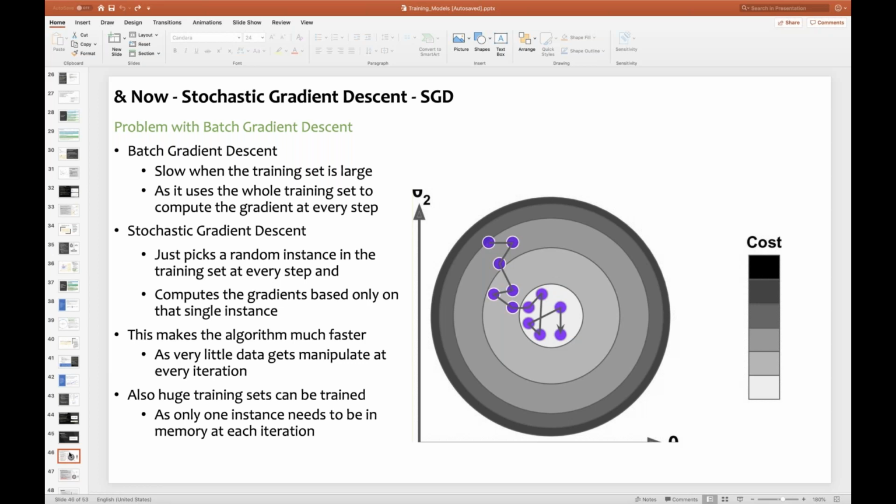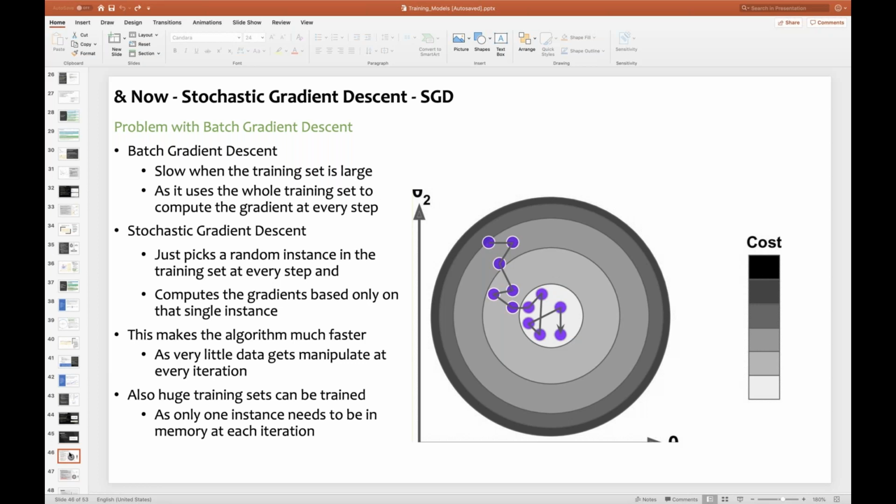Now, basically this makes the algorithm much faster. The stochastic gradient descent makes the algorithm much faster because very little data gets manipulated at every iteration. When I say every iteration, I mean at every instance. Also, huge training sets can be trained with stochastic gradient descent, as only one instance needs to be in memory at each iteration. Perfect. So this is what it is.